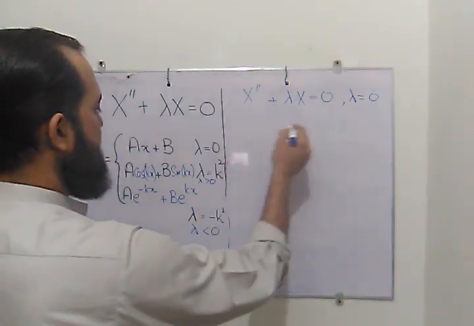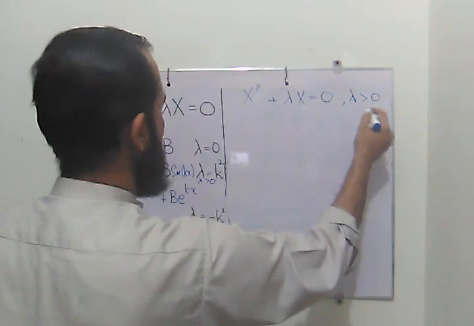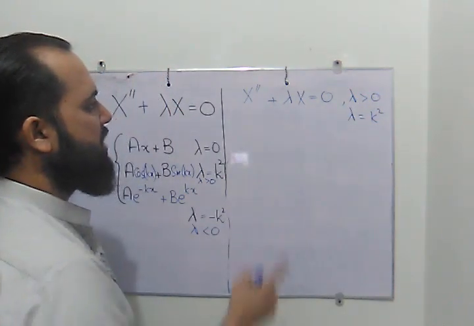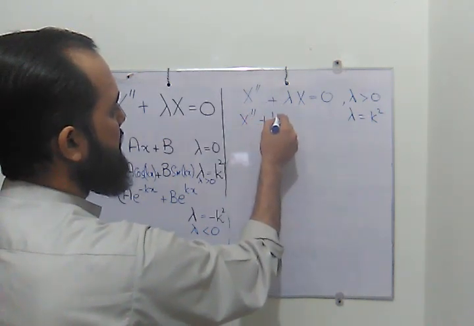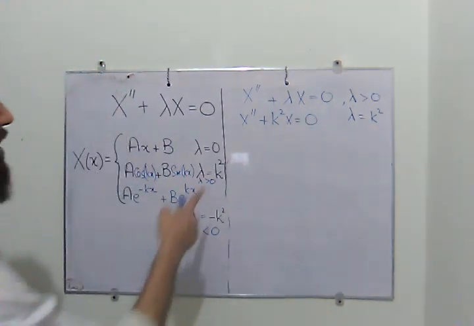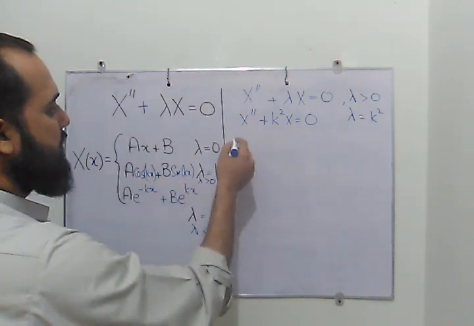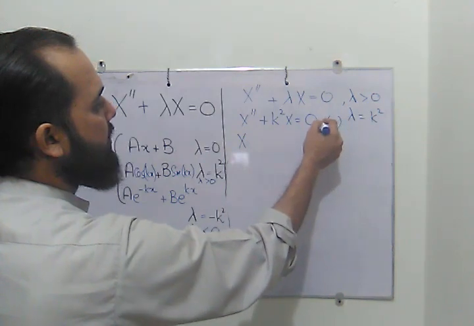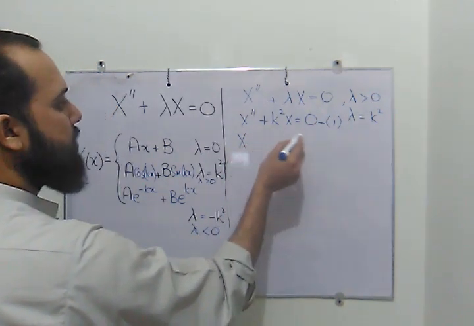The second case is lambda greater than 0, or lambda is equal to k square. When we put lambda equal to k square in the differential equation, it will take the form. We claim that at this condition, when lambda is positive, we have a solution like this. So we name the equation which has the modified form equation 1.